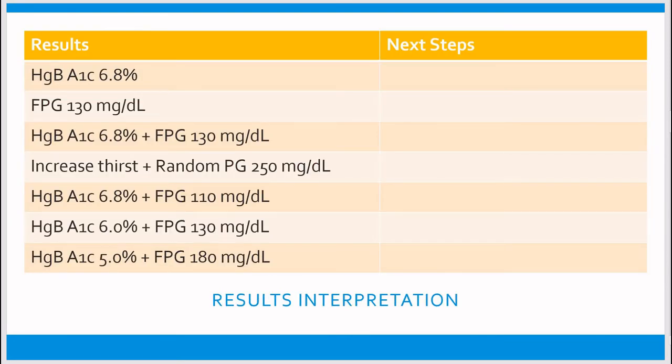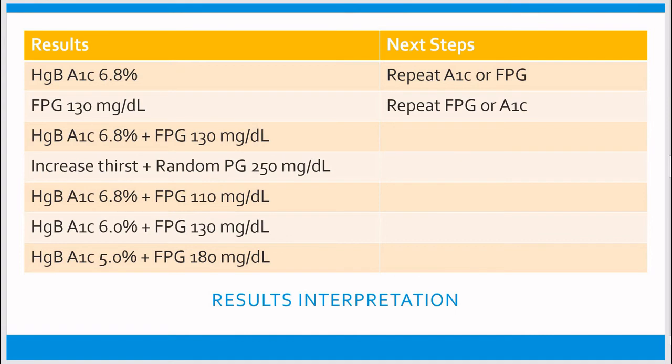Let's go over some next step questions. You can pause the video and fill these out before listening to the answers. In patients with an A1C of 6.8, what do you do next? You will repeat the A1C or check a fasting plasma glucose. Remember, an A1C greater than or equal to 6.5 is a positive test. So for diagnosis of diabetes, you need a repeat A1C greater than or equal to 6.5 or a fasting plasma glucose greater than or equal to 126. So for patients with a fasting plasma glucose of 130, what do you do next? Same thing. You repeat the fasting plasma glucose or check an A1C.